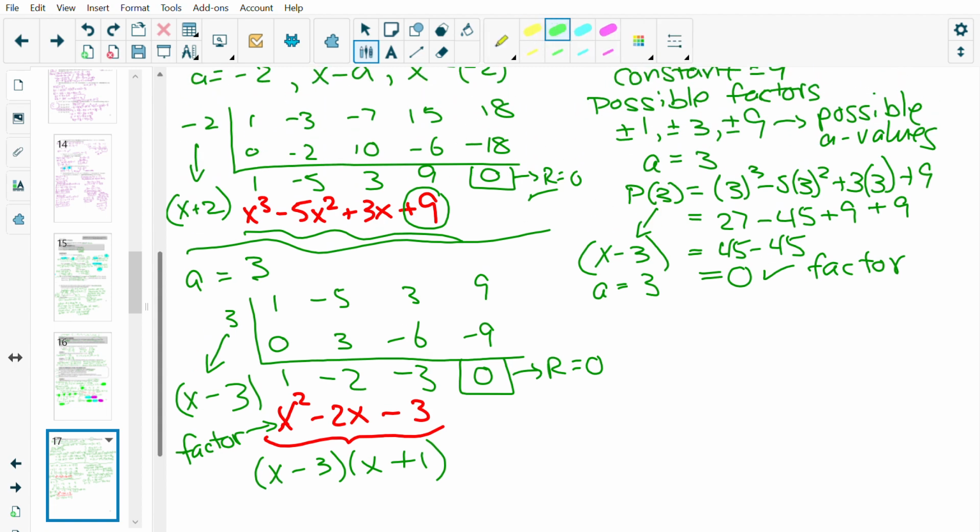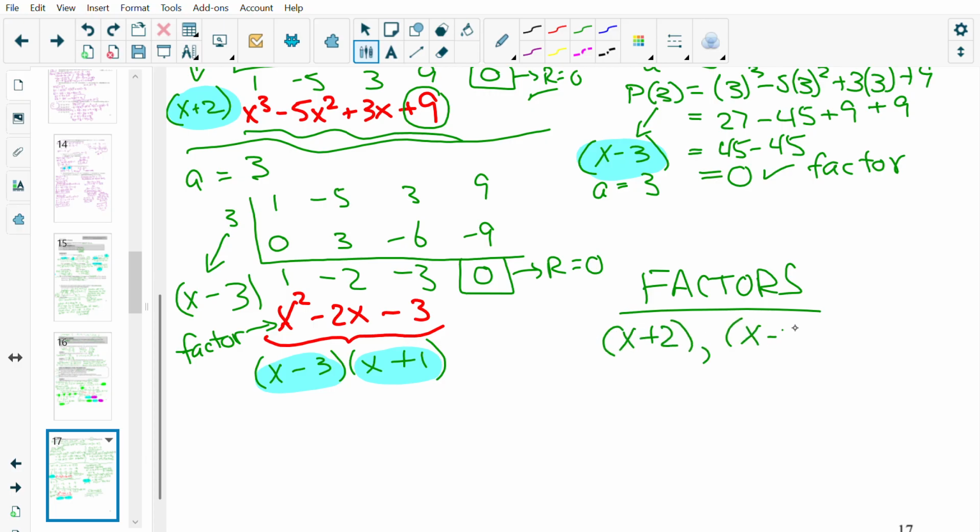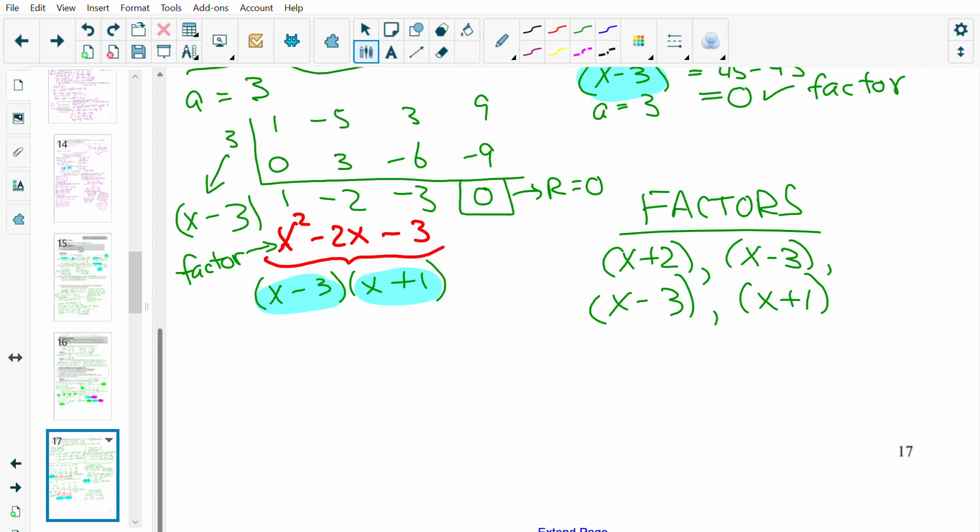Okay, and then let's put it all together. So lots of work going on here. I have that as a factor, that is a factor, and then that one and that one. So what do I got? Let me line it up first. Factors: x plus 2, x minus 3, x minus 3 again, x plus 1.